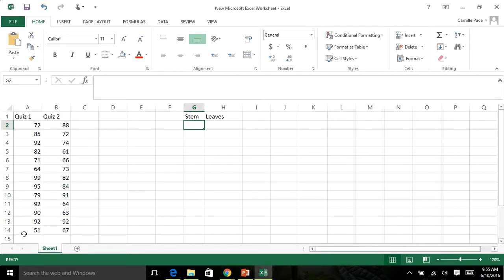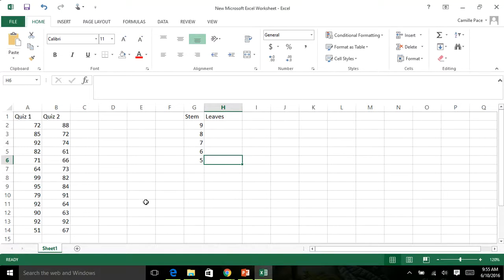All right, the first thing I need to do is see what my values range from. I need to find my smallest, which is 51, and my largest, which is 99. When I make my stem and leaf graph, I'm going to go from largest to smallest. Sometimes they might have you do the opposite, but I'm going to do this. So this correlates to any grade in the 90s, the 80s, the 70s, the 60s, and the 50s.